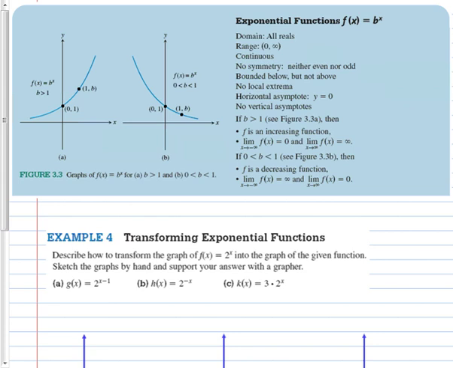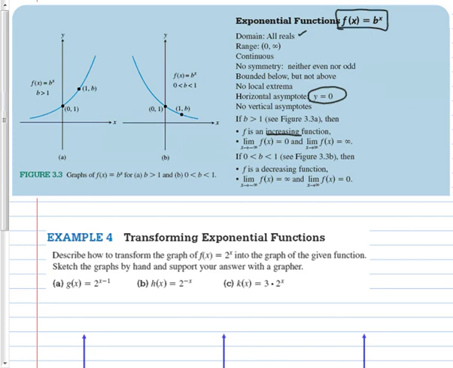So here is an analysis of one of these. Analyzing graphs, domain, all reals. We can put any x into our exponential function. The range, though, is from 0 to infinity, not including 0, going up to infinity. They are continuous. They keep going, no gaps. There's no symmetry to these. They're bounded below. We've got that horizontal asymptote on the x-axis, bounded below. There's no extrema to it. Horizontal asymptote, y equals 0, and this is the parent function. We can move them around, of course. There's no vertical asymptote. And if the base is greater than 1, then it is an increasing function. Always. It's always going up.